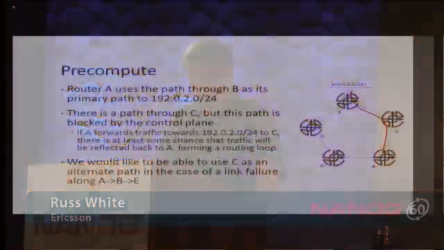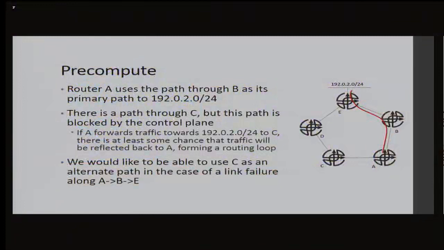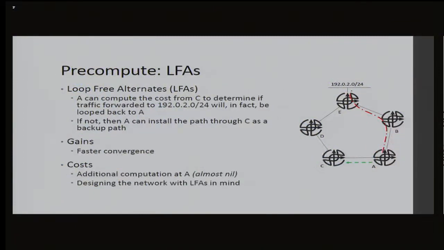So in this case, I do a pre-computation and I actually discover that A can use C as its next hop, even though it's not the best path. I pre-compute that it's actually not a loop, using some clever math, and make it work. So here's what's called a loop-free alternate. A can compute the cost of C to determine if traffic forwarded to the destination, in this case 192.0.2.0/24, will in fact be looped back to A if it's sent to C. If not, then A can install the path through C as a backup path. I get a lot faster convergence.